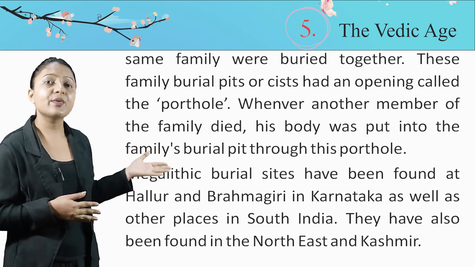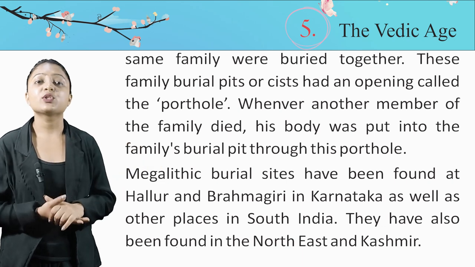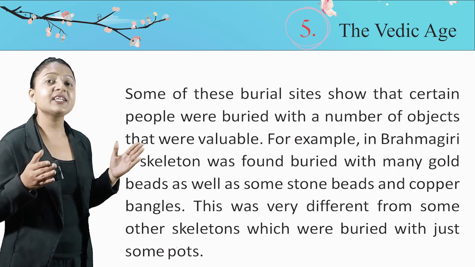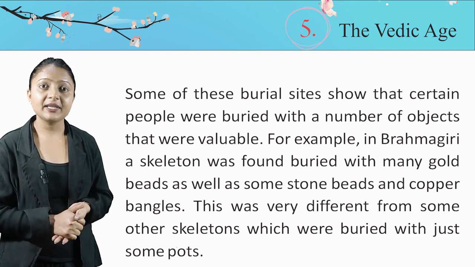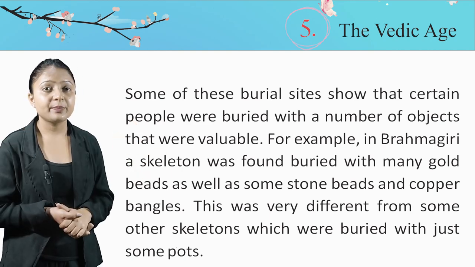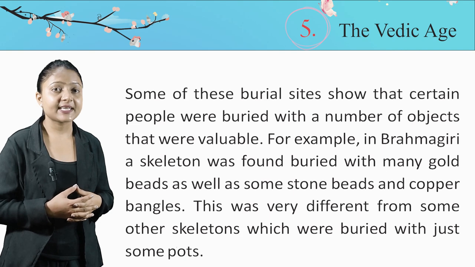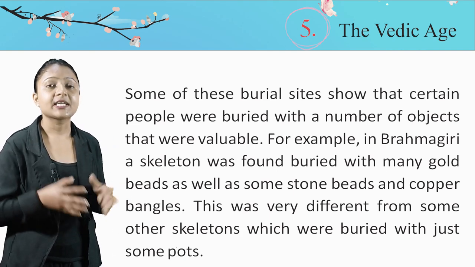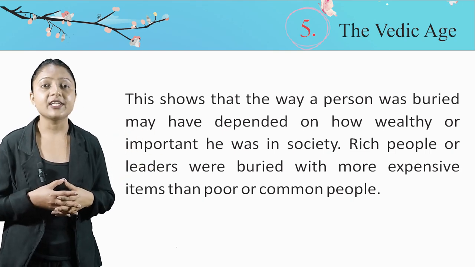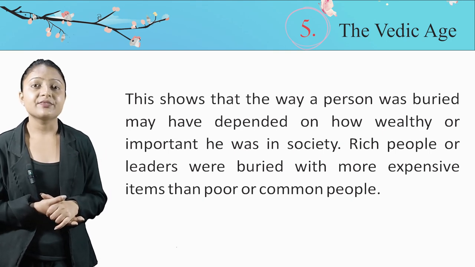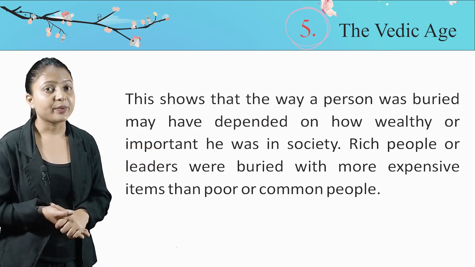Megalithic burial sites have been found at Hallur and Brahmagiri in Karnataka as well as other places in South India. They have also been found in the Northeast and Kashmir. Some of these burial sites show that certain people were buried with a number of valuable objects. For example, in Brahmagiri, a skeleton was found buried with many gold beads as well as some stone beads and copper bangles. This was very different from some other skeletons which were buried with just some pots. This shows that the way a person was buried may have depended on how wealthy or important he was in society. Rich people or leaders were buried with more expensive items than poor or common people.